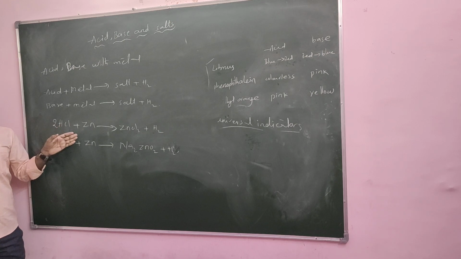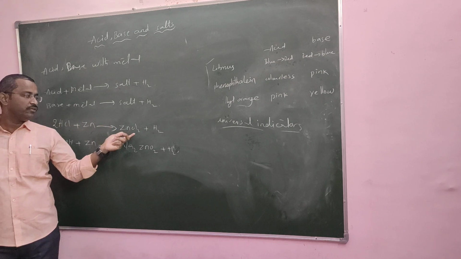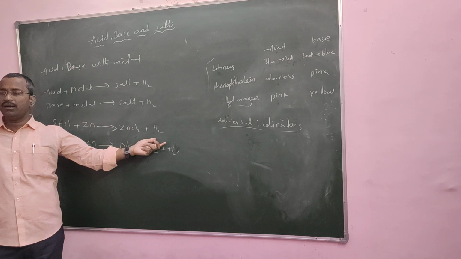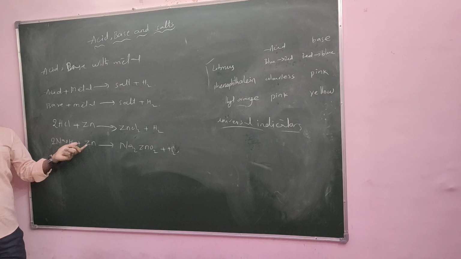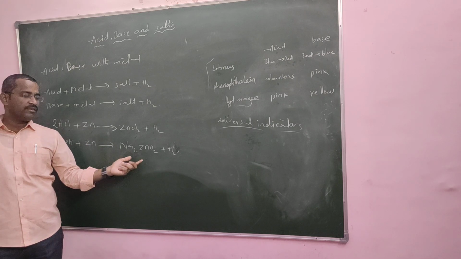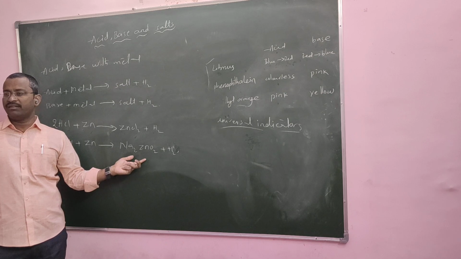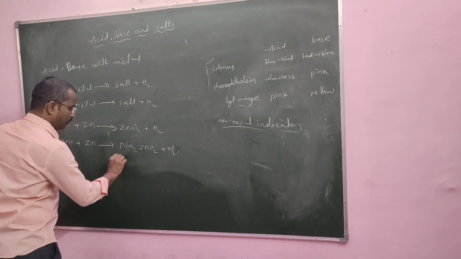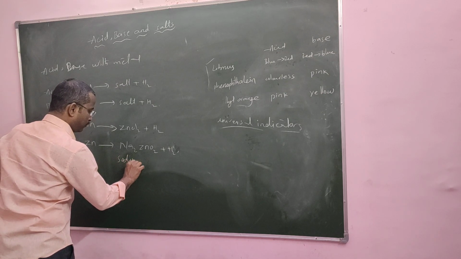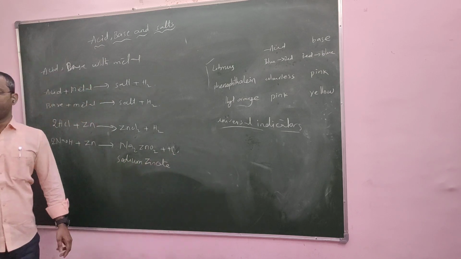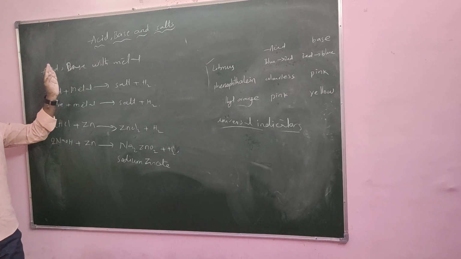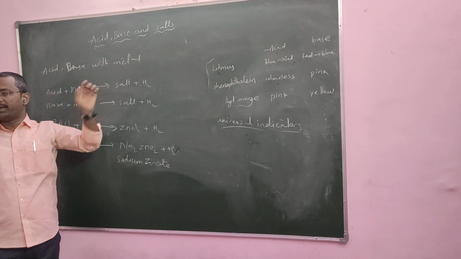Writing the chemical equation, you should know the names also. Hydrochloric acid and zinc give rise to zinc chloride and hydrogen gas, whereas the base, sodium hydroxide, reacting with zinc produces Na2ZnO2, say it as sodium zincate, and hydrogen gas. This is the first property, when acid and base react with the metal.